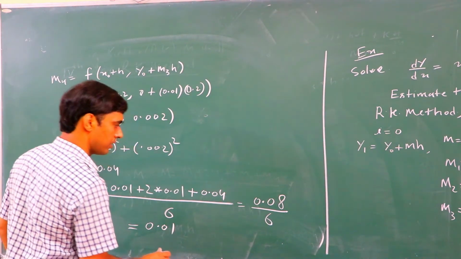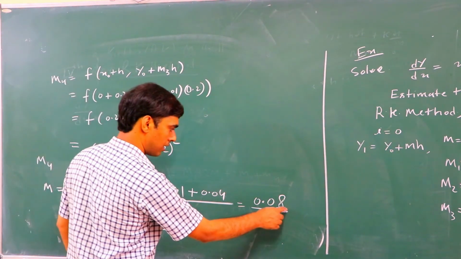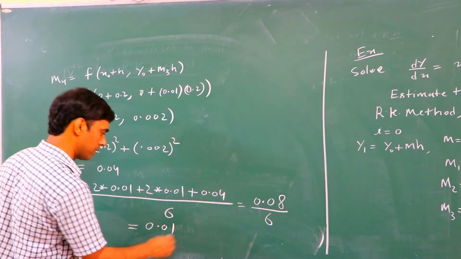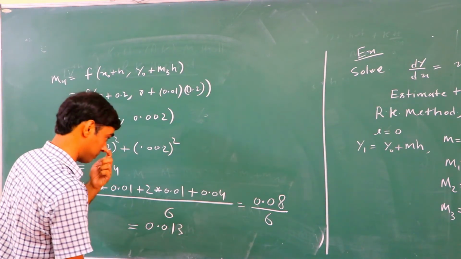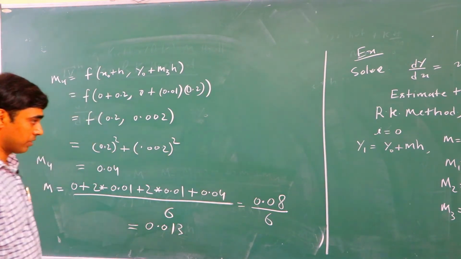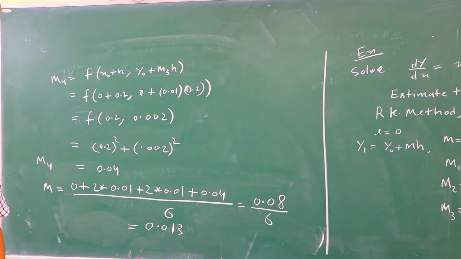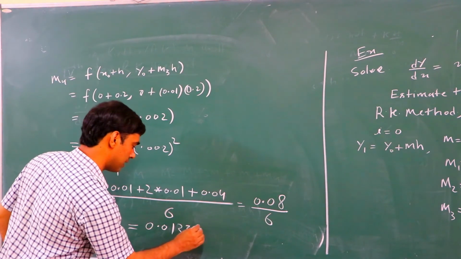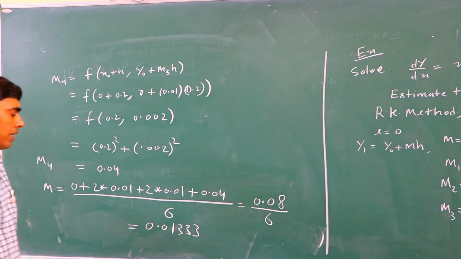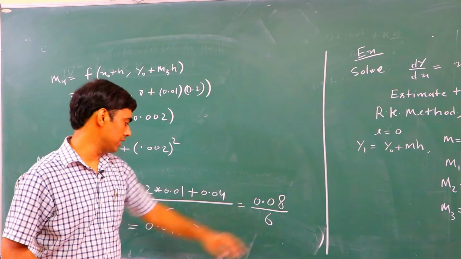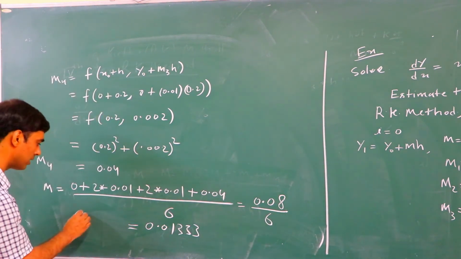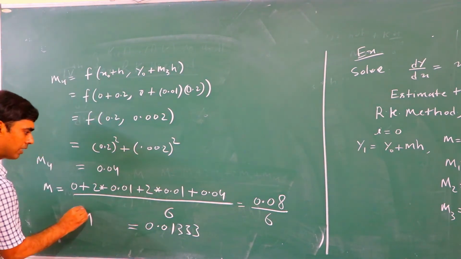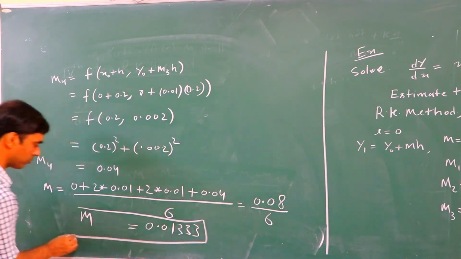So if we simplify 0.08 divided by 6, this becomes 0.01, 6 1s are 6, and the remainder 20, 6 3s are 18, 6 3s are 18. This is the value, 6 1s are 6, 2 8, 6. So this is the value of m, about 0.0133.